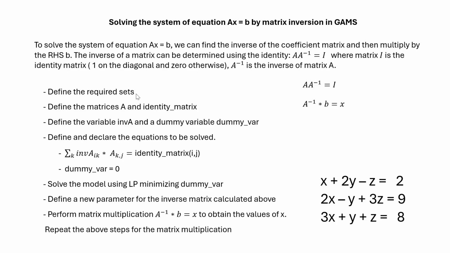We define the required set, define the matrix A and the identity matrix, and then define a variable inverse A and a dummy variable, I call it dummy var, and then declare the equation to be solved. So this is basically the equation: the inverse of the matrix multiplied by the matrix is equal to the identity element.